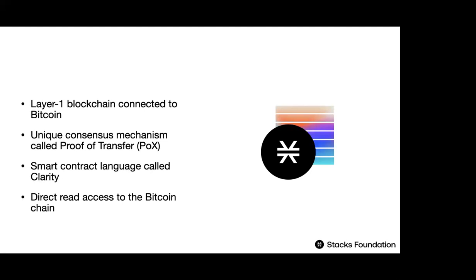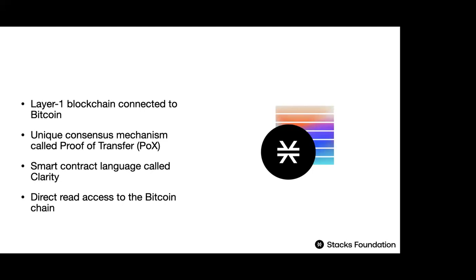On Stax, we have a new smart contract language called Clarity. Clarity is a little different from other languages, which I'll get to in a little bit. But these smart contracts that you build on Stax have direct read access to the Bitcoin chain. So you can actually build triggers based on something that happens on the Bitcoin chain. We've seen this translated into a number of different things already.